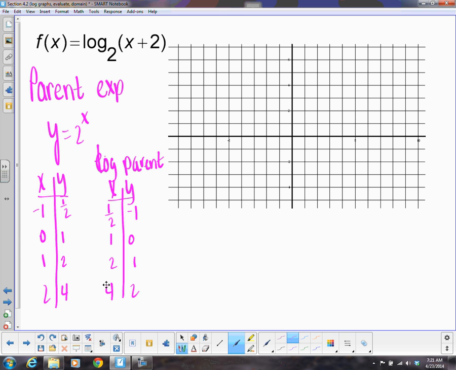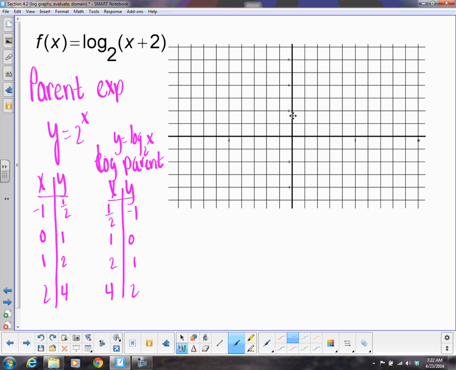So do you just leave off the x plus 2 when you're finding the parent exponent? Right. I mean, yeah. So the parent log graph would be f of x. Well, maybe I should make that different. It's not going to be f because that's f. The parent log would be y equals log base 2 of x.